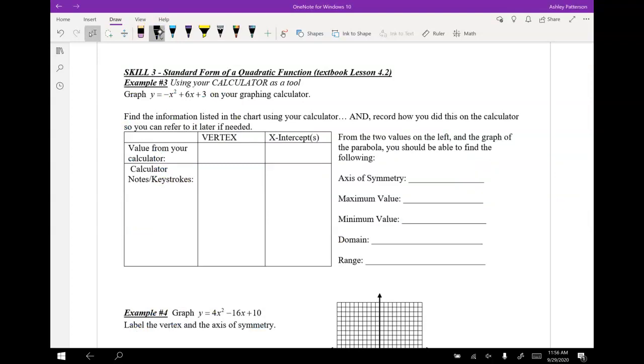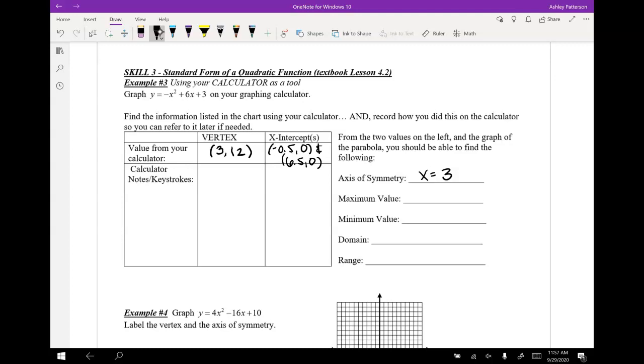So back to our note guide, now that we've graphed, we found that the vertex was 3, 12. And hopefully you wrote down the keystrokes to remind you when you do it on your own. The x-intercepts we found were -0.5 and 6.5. And again, the calculator notes are for your reference, okay? All right, so based off that information, we can easily find the axis of symmetry because we know it's x equals h, so x equals 3.